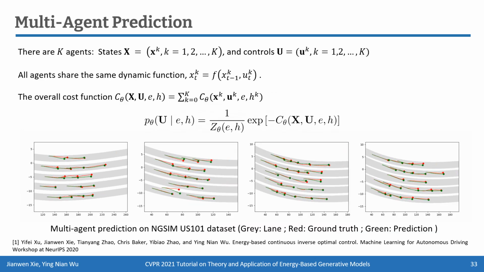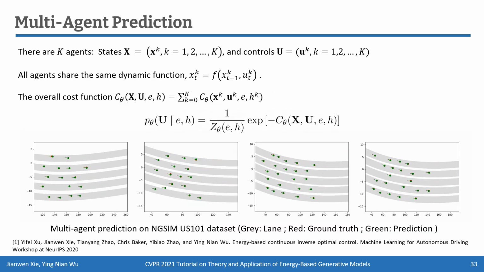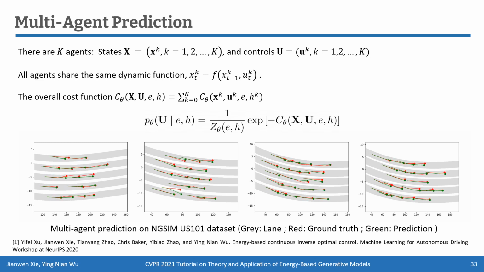The energy-based framework can be generalized to the multi-agent scenario, where there are k agents, and each agent has a trajectory. In this case, we simultaneously control all vehicles in the scene. The overall cost function is the sum over each agent. The prediction is still performed by long-run sampling from the learned energy-based model.